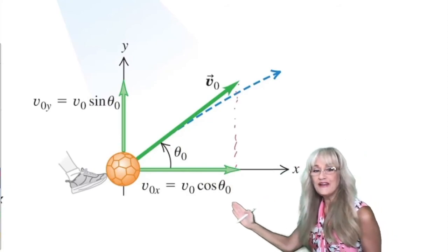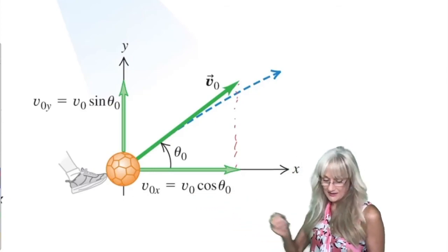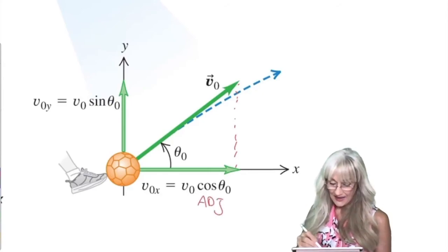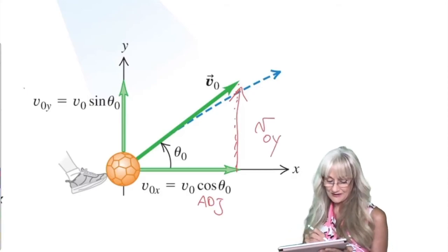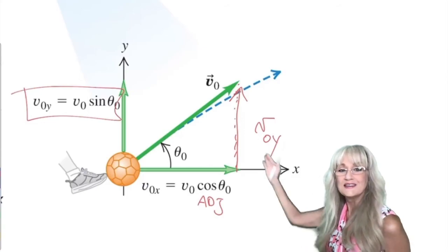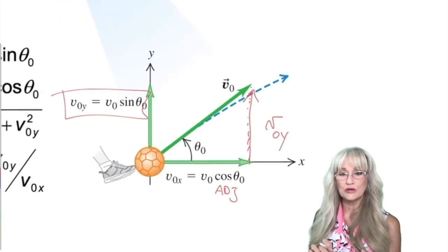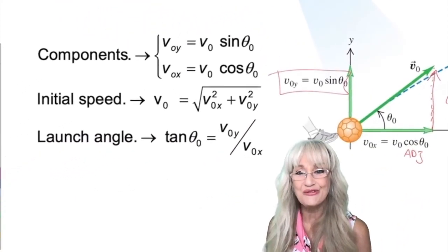So v of x initial wants the cosine because it is adjacent to angle theta, and this one, I'm gonna put it in red, is v initial on the vertical axis, which wants the sine. So make a note, very, very important. So important that I even summarize for you.